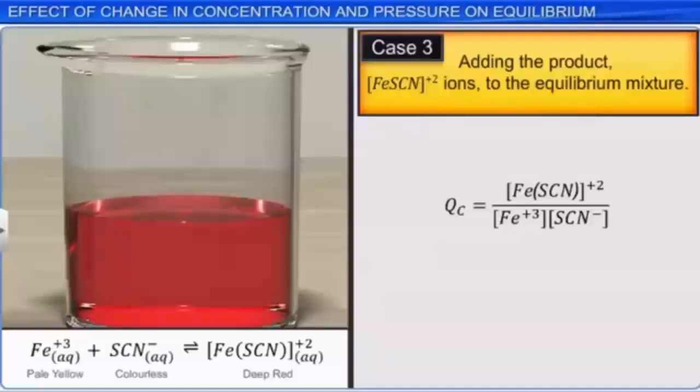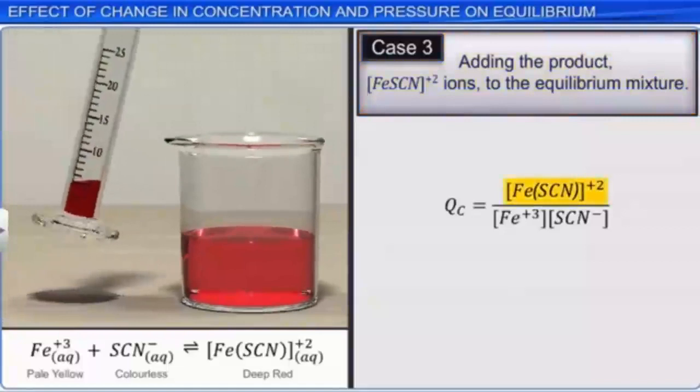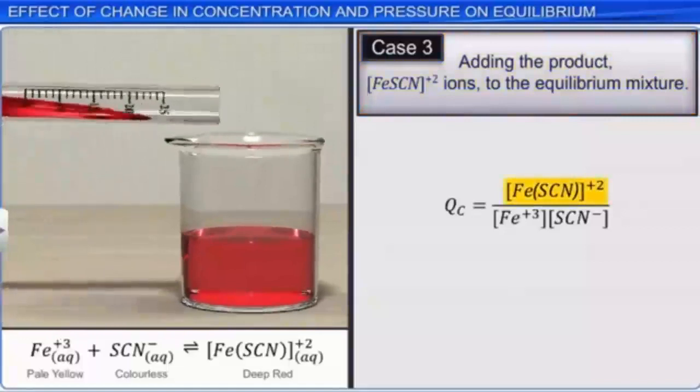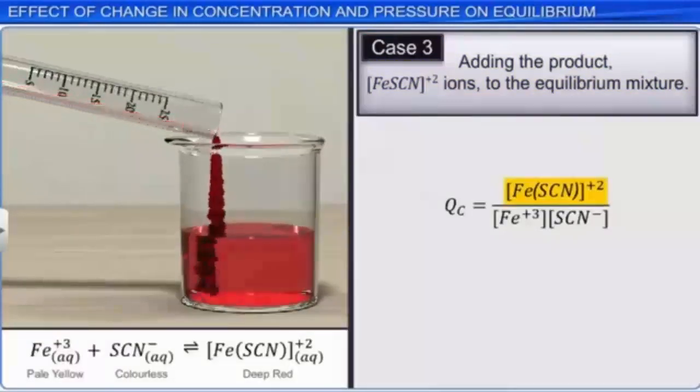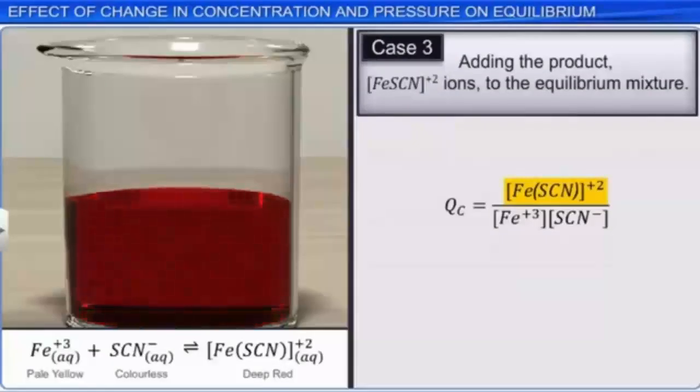Case 3. Adding the product FeSCN+2 complex ions to the equilibrium mixture. On adding FeSCN+2 complex ions to the reaction mixture, the value of the numerator increases in the expression for reaction quotient. Thus, you can say that adding a product to the equilibrium mixture results in the backward reaction.